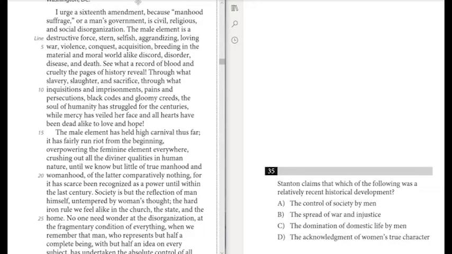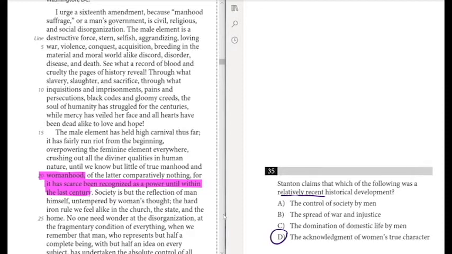Question 35. Stanton claims that which of the following was a relatively recent historical development? This is just pointing us toward a specific line. We can look through the whole passage for a statement that says something was relatively recent, and we see it right around here. We see that womanhood has scarce been recognized as a power until within the last century.